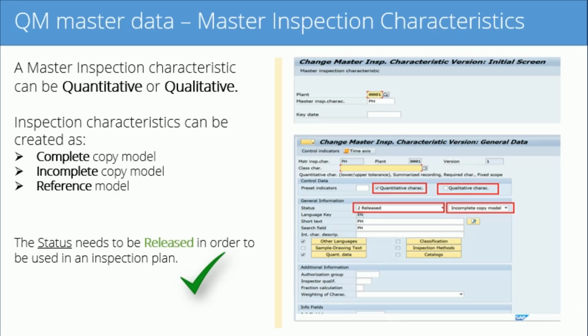Also, one specific use can come when you are writing a custom logic and creating a Z enhancement to act for only a set of MICs. These can then be used as an alternative and built into the logic while creating that enhancement. Characteristics need to be released in order to be used in an inspection plan. In order to be functional, you must select the status released and then you are good to go.